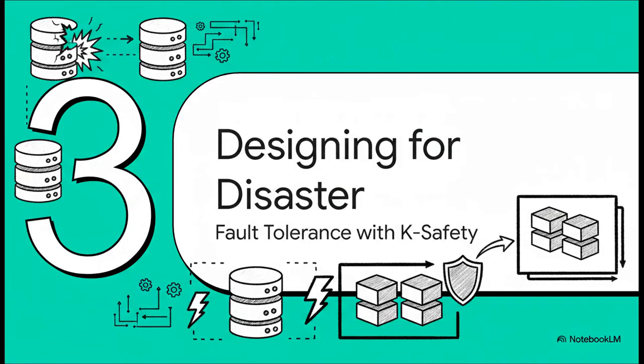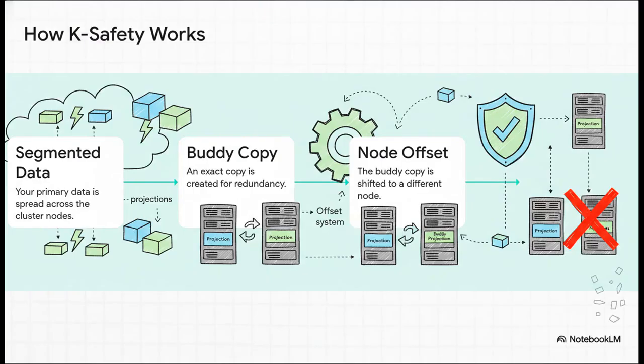So you've designed for awesome performance, but what about resilience? I mean, what happens when a piece of hardware just fails? Let's take a look at how segmentation plays a crucial role in fault tolerance. So here's how Vertica builds in that high availability. For every piece of data, what we call a projection, it creates a buddy projection, an exact copy. Then it uses this really clever offset system to make absolutely sure that the primary data and its backup are never, ever stored on the same physical machine. It's just a really elegant solution to a mission-critical problem.